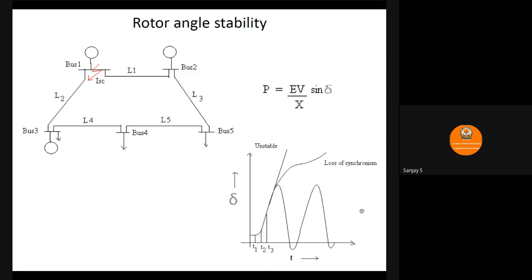Then the second possibility is the fault being cleared at time t2 instant. Whenever the fault is cleared at t2 instant, you can see in the curve that there is a loss of synchronism.